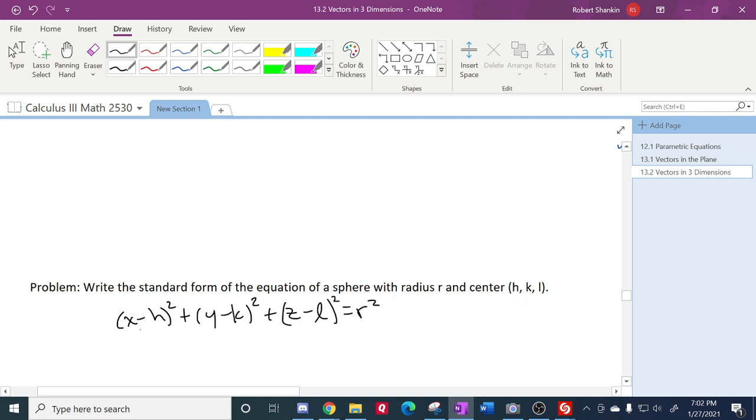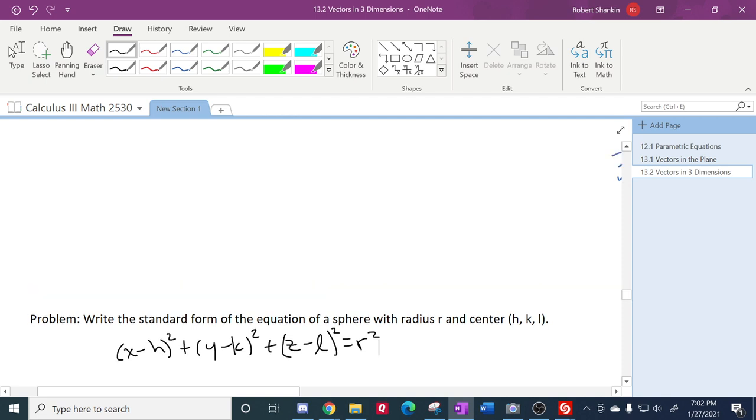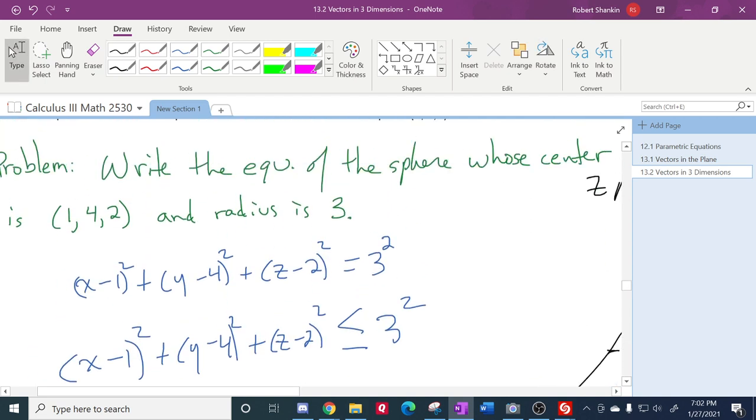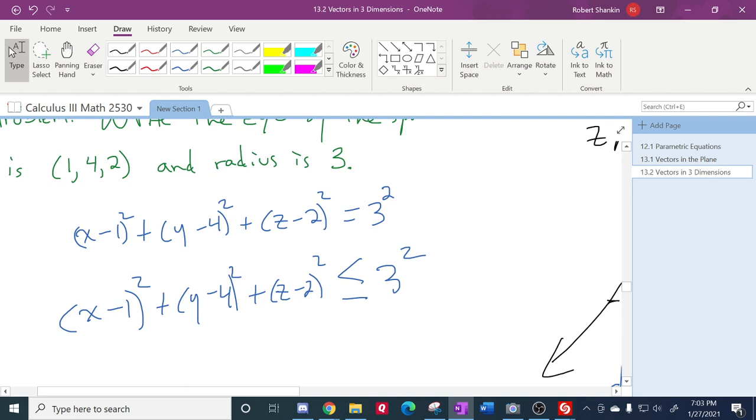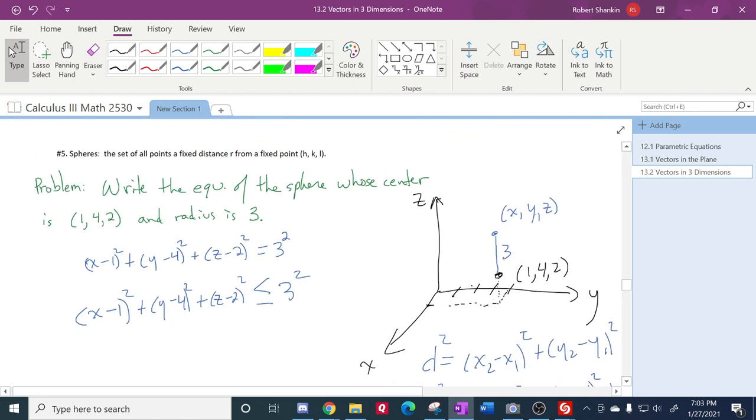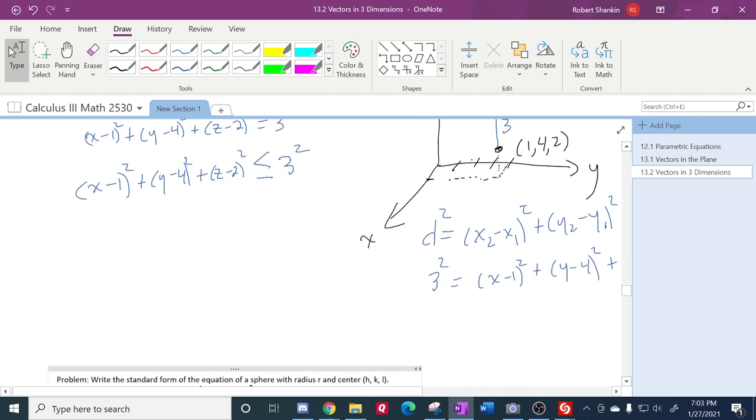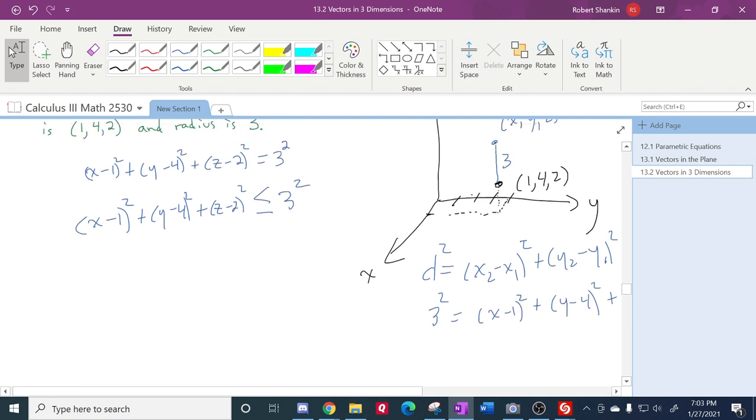Okay, and the alternate form of this is r on this side and the square root of all this stuff on this side. But this is the more typical form that we find this in. And it's exactly the same thing that we were doing over here before. And the picture would only get modified by changing 1, 4, 2 to h, k, l and then putting those in right up here. And changing this 3 to an r.